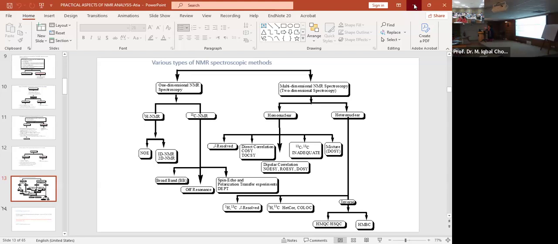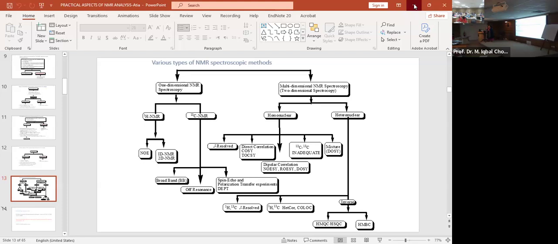Now, the question is, when there is 800 megahertz or 600 megahertz or 400, whatever, equipment, what would be the frequency of carbon? These are the frequency of proton. So what would be the frequency of carbon? Divided by 4. So 600 divided by 4 means 150 megahertz.